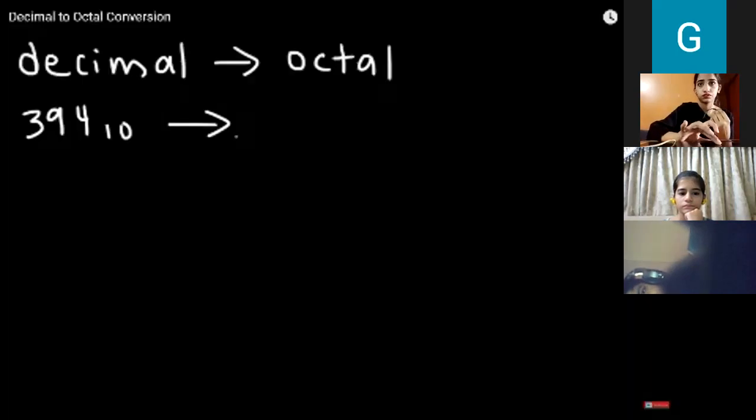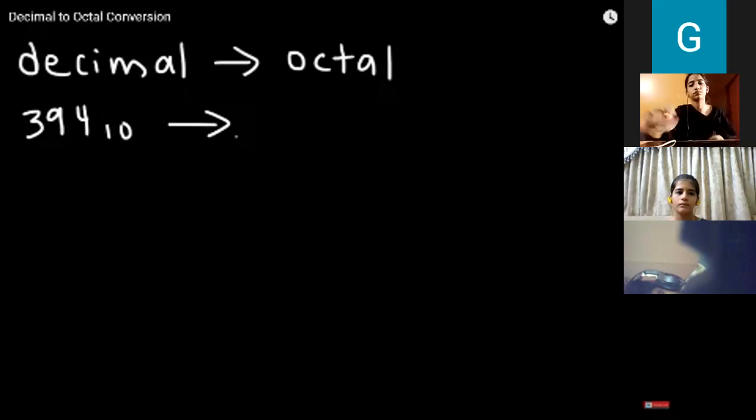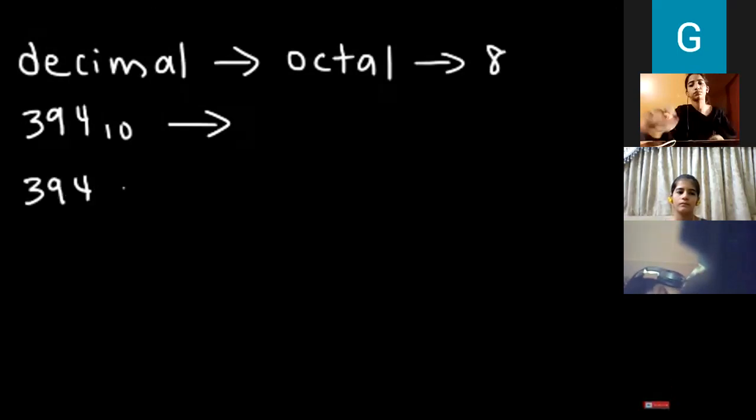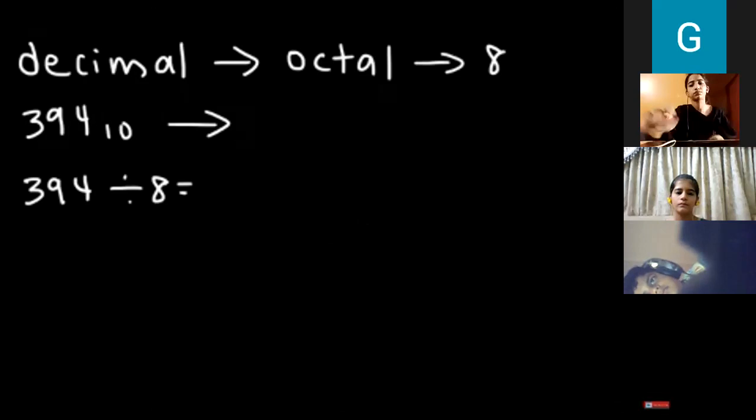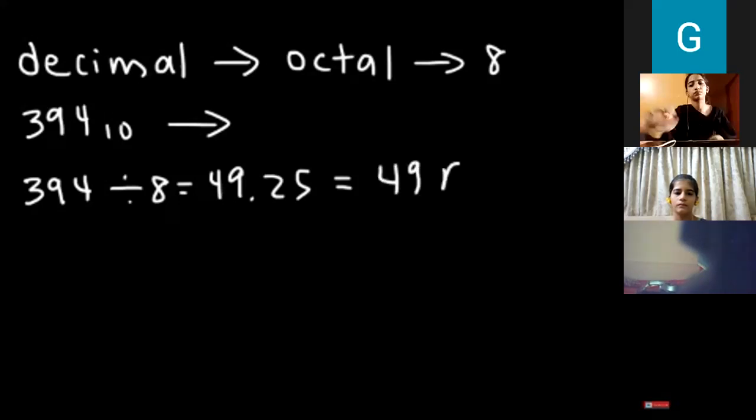How do we convert a decimal number into the base 8 system? Well, the first thing you need to do is take the number that you have and divide it by 8. So let's use a calculator to do that. Now, 394 divided by 8 is 49.25. Now, what we need to do here is identify the remainder. So we have 49 and then the remainder.